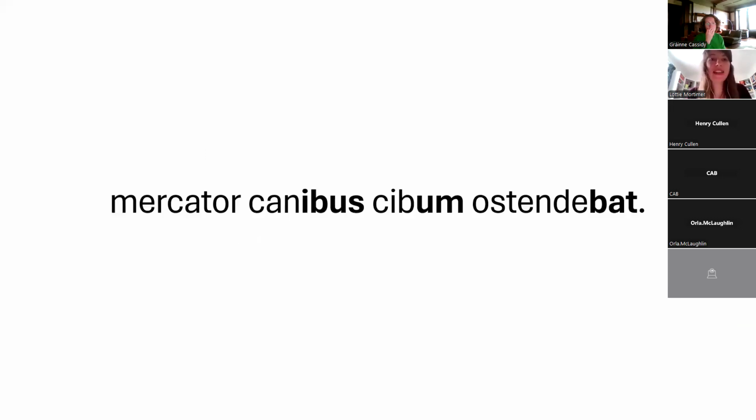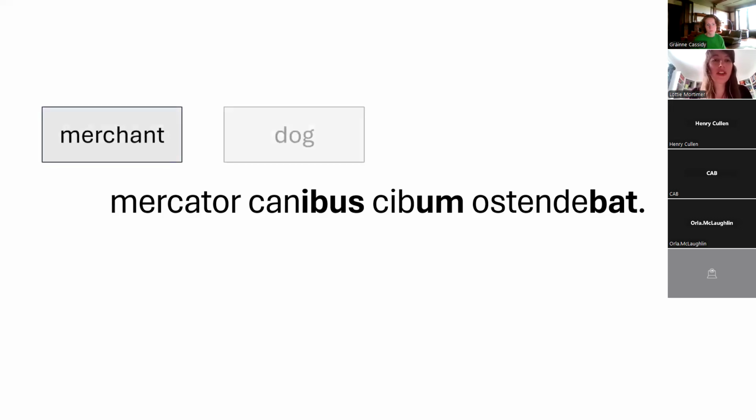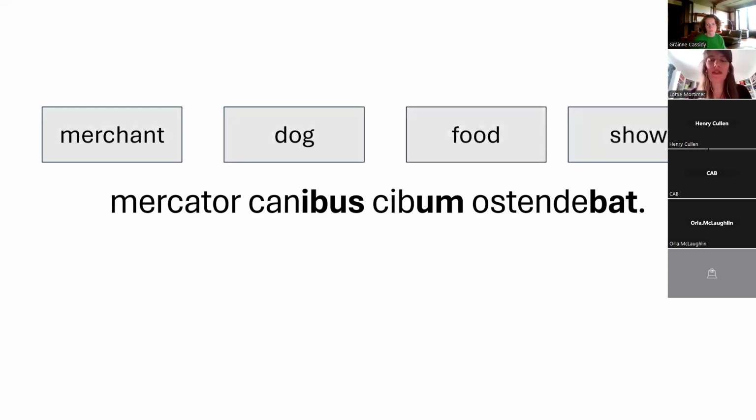Latin's really complex. Reading any language is really complex. So let's have a look at this sentence. Mercator canibus cibum ostendebant. What do our students have to know to be able to read this sentence? Well, they have to know we've got a merchant. We have to know we've got a dog. We have to know there's food. And we also have to know that there's some showing going on.